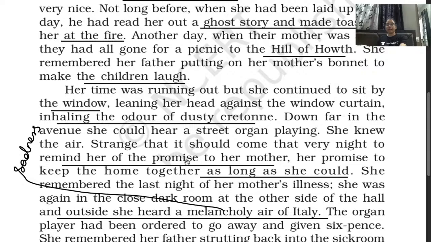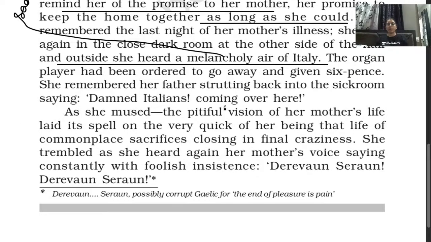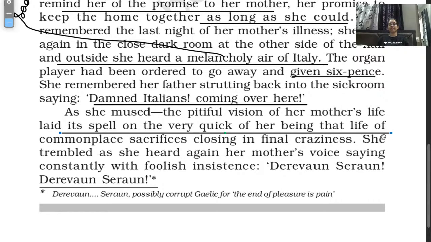The organ player had been ordered to go away and given sixpence. She remembered her father strutting back into the sick room saying, "Damned Italians coming over here." As she mused, the pitiful vision of her mother's life laid its spell on the very quick of her being, that life of commonplace sacrifices.